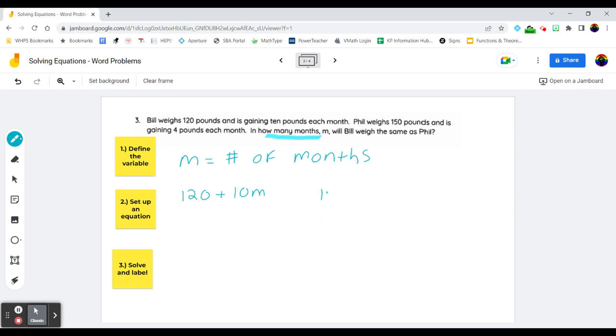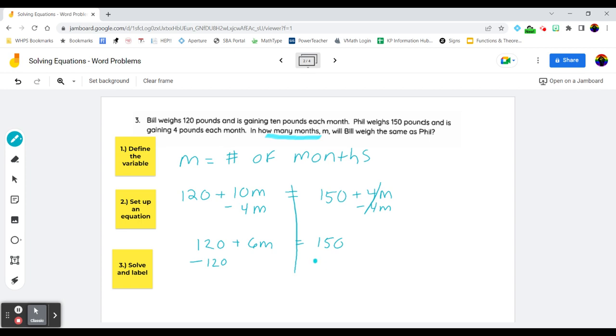Phil weighs 150 pounds and is gaining 4 pounds per month. We're looking for where the two are equal. So we want Bill to equal Phil. And now we're going to solve. I don't have to distribute or combine like terms. So I'm going to subtract the 4m from both sides to give me 120 plus 6m equals 150.